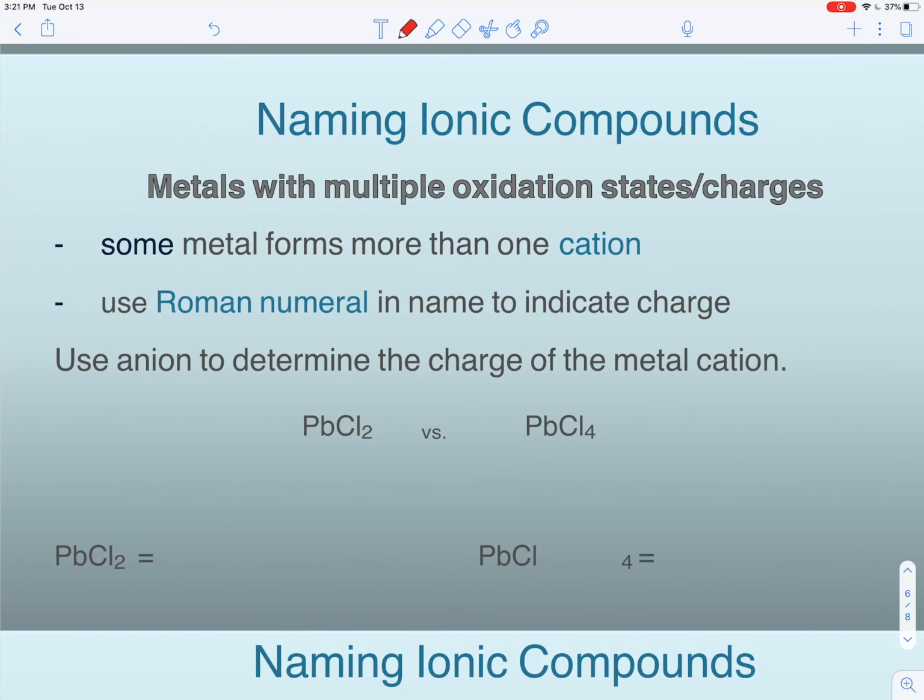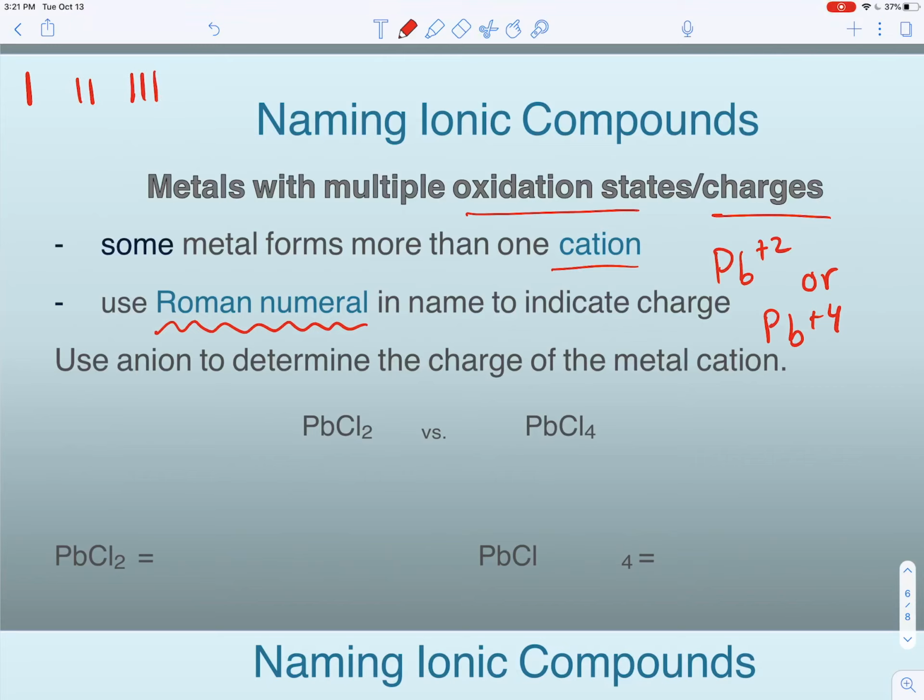Okay. Last thing, some metals have multiple oxidation states or charges. So that means they can form more than one cation. So for example, lead here can be +2 or +4. So it's up to us to figure out which one we are using, because we're going to have to use Roman numerals to indicate the different charges. In case you forgot your Roman numerals, it goes I for 1, II for 2, III for 3, IV for 4. You don't need to know anything past that.